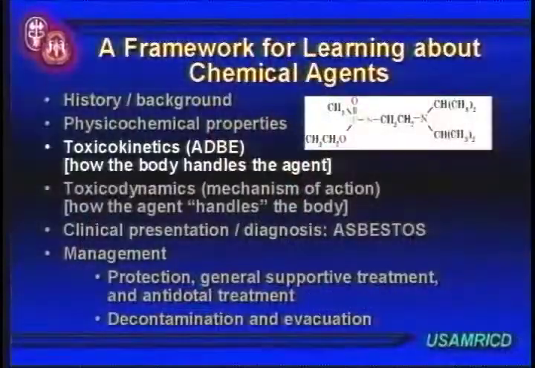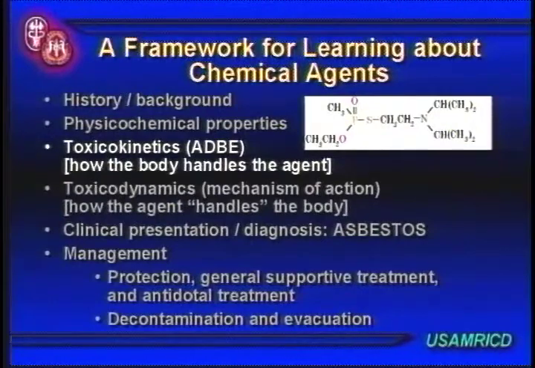Once we have a handle on the physical chemical properties of the chemical agent in question, we can then examine the question of what the agent does once it contacts the body and enters the body. That is, how does the body handle the agent? We're talking here about the pharmacologist's or toxicologist's alphabet of ADBE, that is, absorption, distribution, biotransformation or metabolism, and elimination. What happens to the agent once it gets into the body? How is it distributed, if in fact it is distributed systemically? And how is it eliminated from the body?